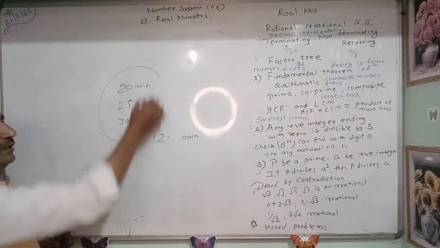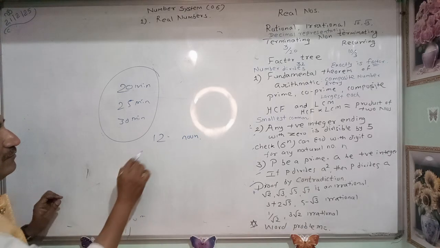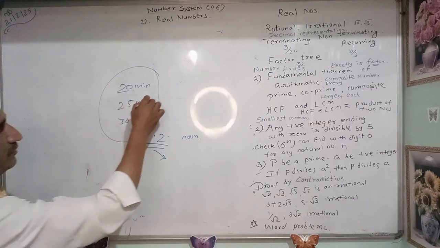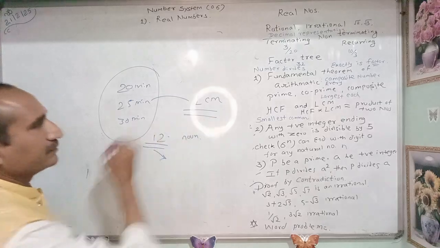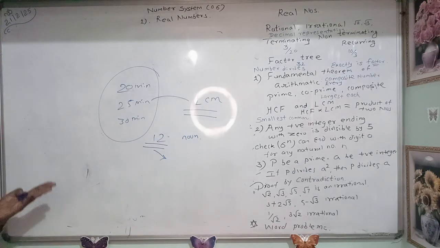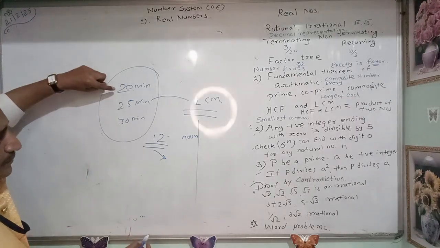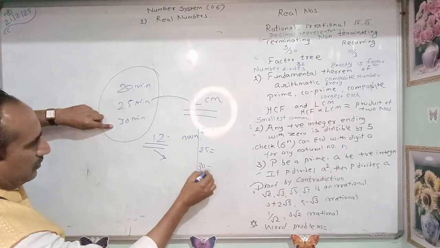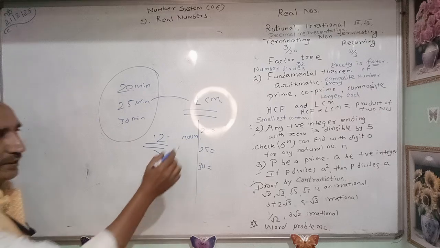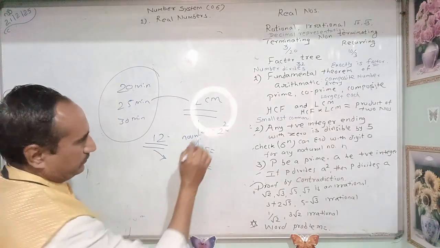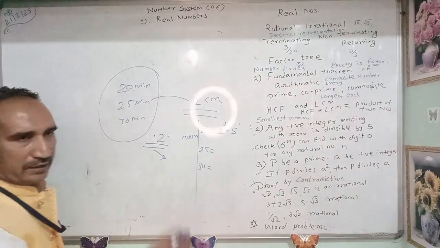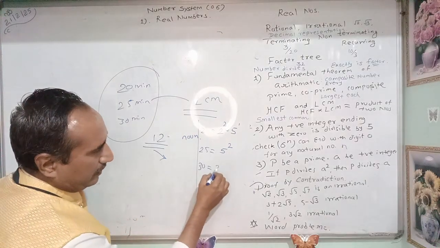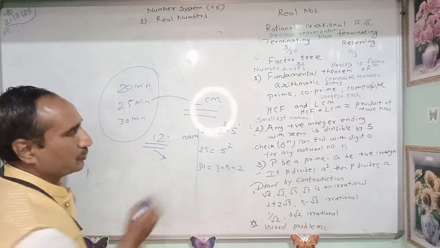Again, all the 3 alarms will beep at the same time after 12. So again there is a common one, and when there is a common, we have to take the LCM of these three. If we want to find the LCM, we have to find the primes. So 20, 25 and 30. What are the prime factors of 20? That is 2 square into 5 power 1. 25 is 5 power 2. 30 is 3 into 5 into 2.